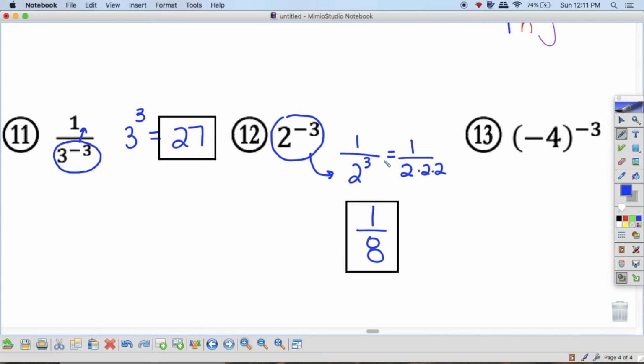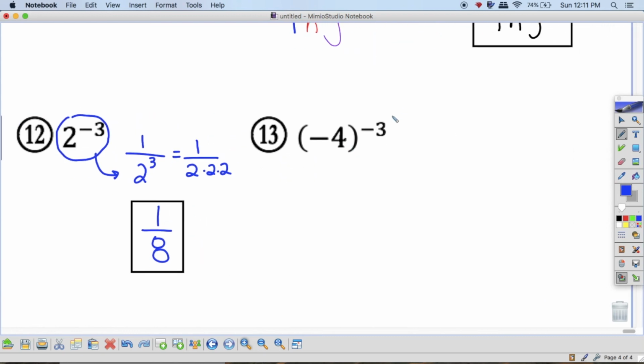Okay, now, this is a tricky one. Negative exponent means it needs to move to the bottom. When I move it to the bottom, this is still going to be a negative 4, but when I move, negative exponents become positive. There's nothing on the top, so I'm going to put a 1. Negative exponents move across the line and change the sign.